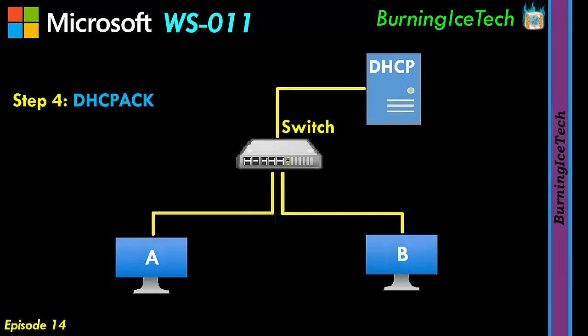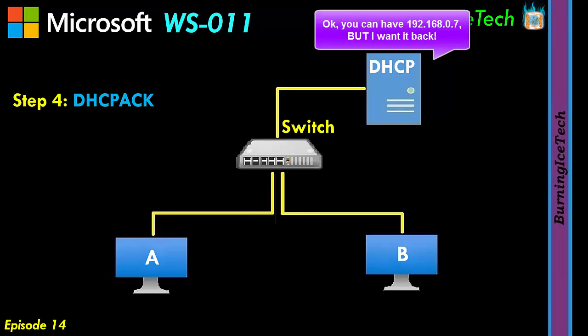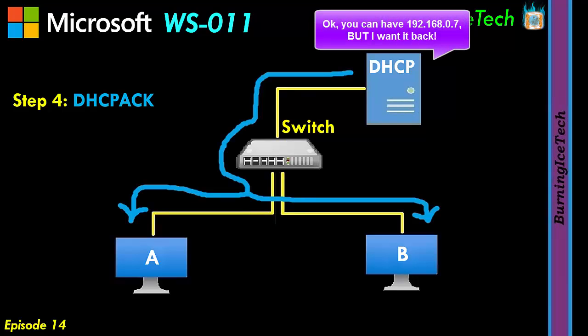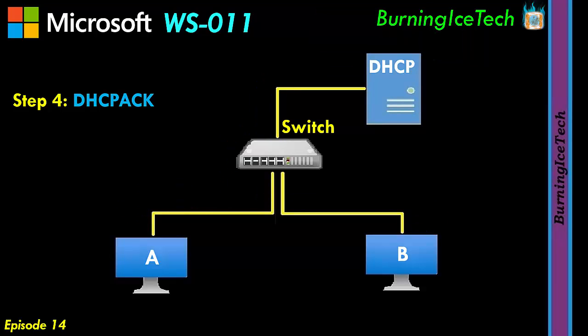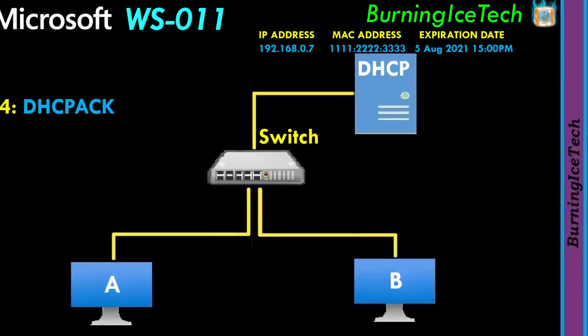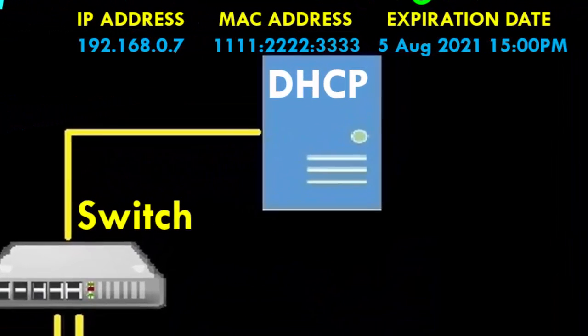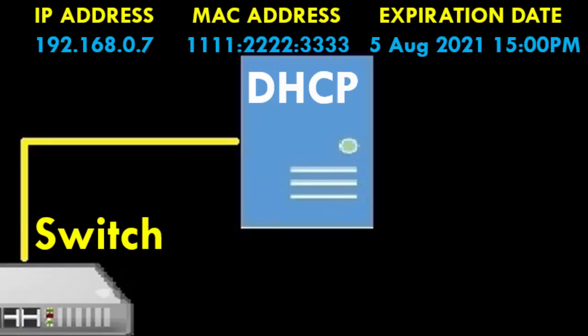Step 4, the DHCP acknowledgement. The DHCP server sends the IP address to the host along with the subnet mask, the default gateway, and the DNS server. The DHCP server keeps a record of all the leased IP addresses and their leased times.